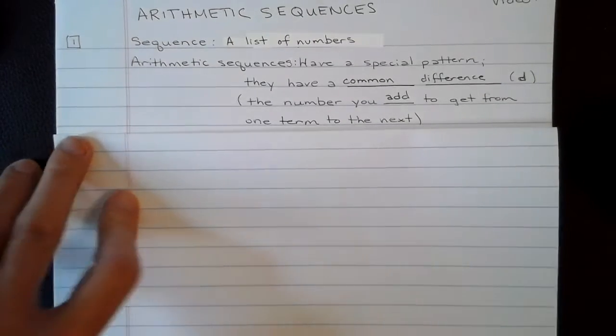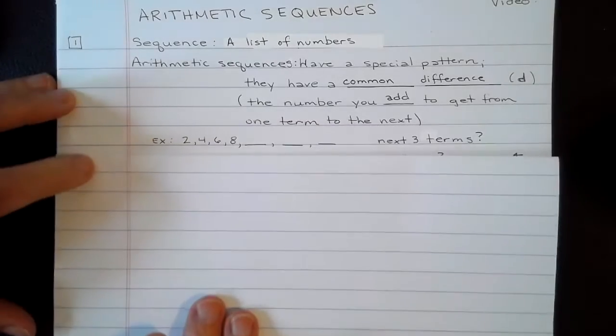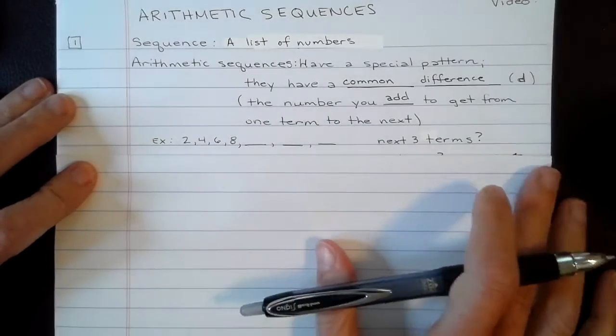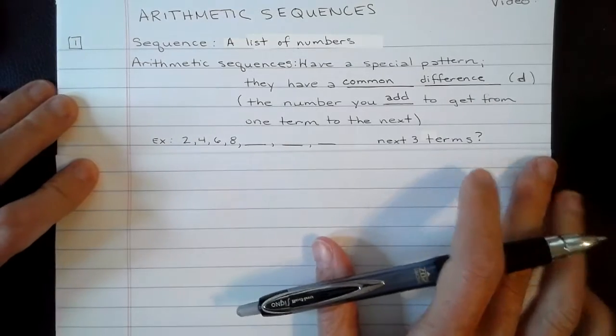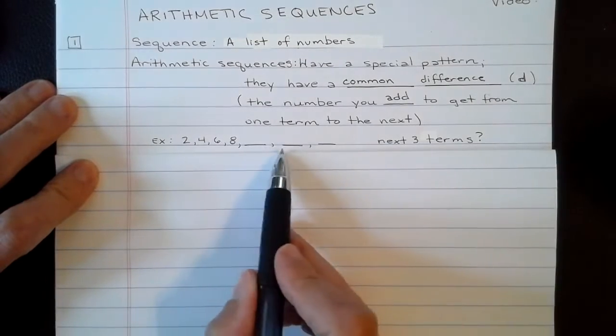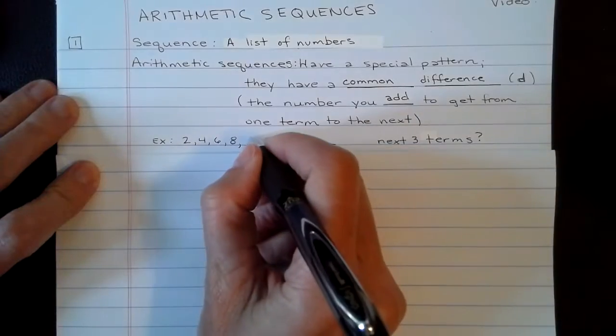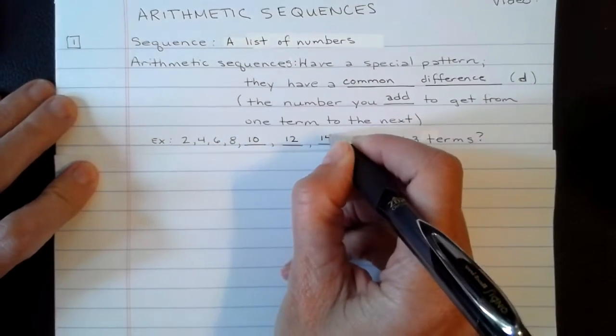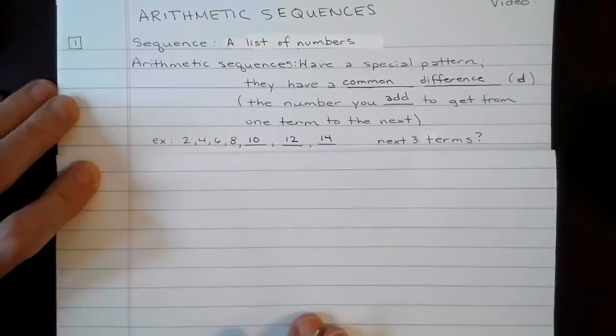We see it in theory here. Let's actually see it in reality. We have this series, 2, 4, 6, 8. So think about what the next three terms would be and write them down. Okay, hopefully you've got 10, 12, and 14 there.